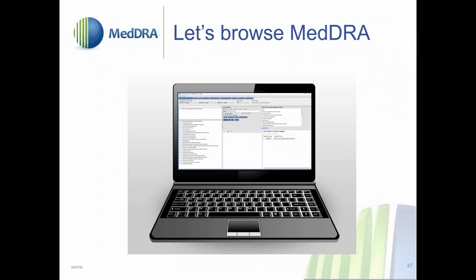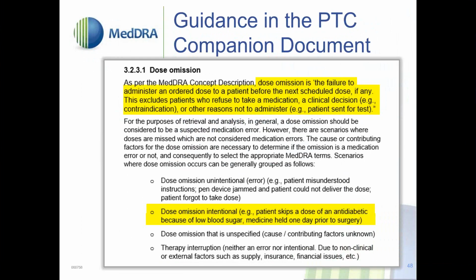So here again, we were in the browser. A detailed description of the concept of dose omission is available in the companion document, just to let you know. It also describes which scenarios have to be taken into consideration when coding such incidents. Dose omissions may, of course, happen accidentally when the patient misunderstood instructions, etc. They may occur intentionally, as in our case, misuse.